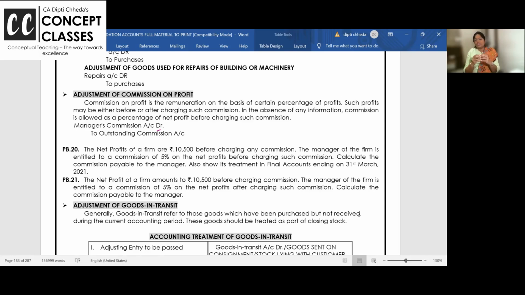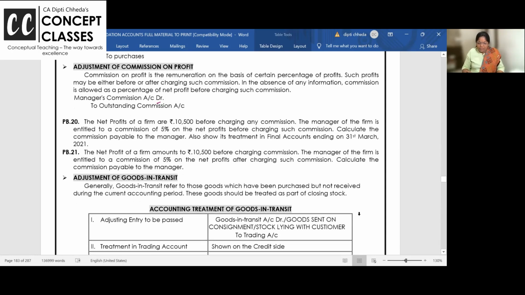See, if you pay commission to manager in cash bank, then credit cash bank. Otherwise, let it be a liability. Yes. Just 2-3 more adjustments and we will start with full-fledged problems for this chapter. Now solve example 20 and 28 if manager is given commission before or after.